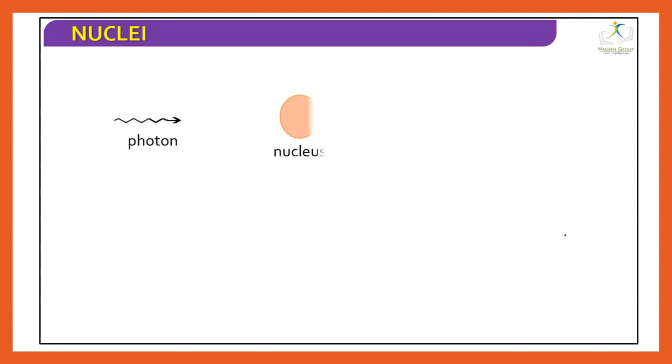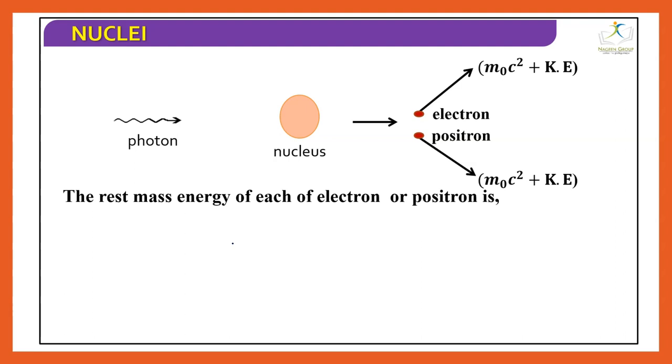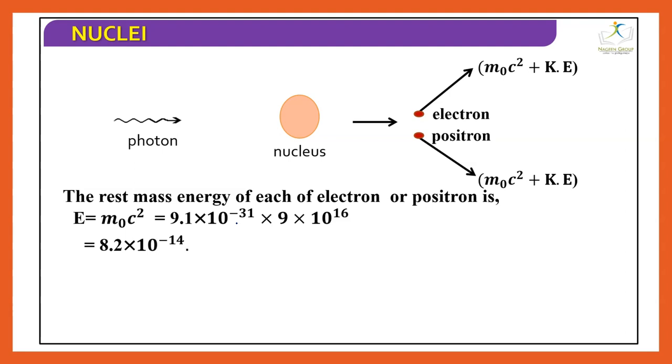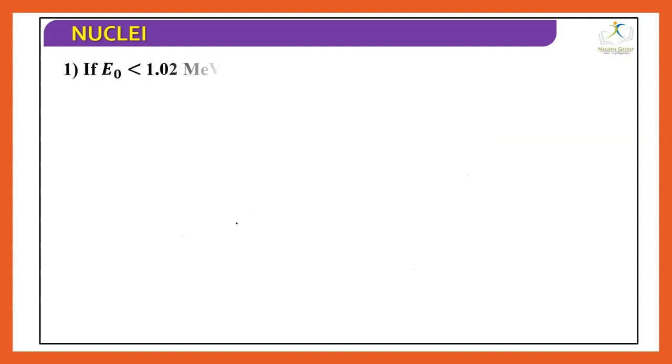When photons strike the nucleus, an electron and positron are formed. An electron has some energy, called rest mass energy, plus its kinetic energy, which is m naught c square plus kinetic energy. Rest mass energy of each electron or positron is 9.1 10 to the power minus 31 into 9 10 to the power 16, which comes to 8.2 10 to the power minus 14, which is 0.51 mega electron volt. Hence, in pair production, the minimum energy of a gamma photon must be 1.02 mega electron volt.